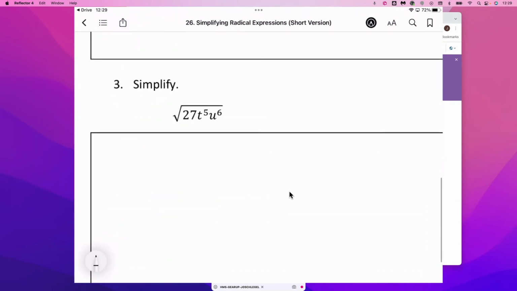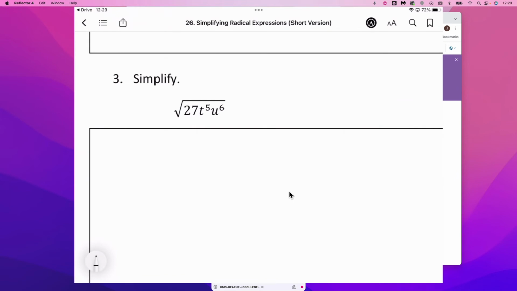So next, square root of 27t to the 5th u to the 6th. This looks nasty and intimidating, but we'll just take it step by step. So we're going to think about each piece separately. So 27 does not have a square root, obviously, but 9 does, and 9 times 3 makes 27. So we're going to separate 27 into 9 times 3. T to the 5th, I can't do that because 5 doesn't even divide evenly by 2, but t to the 4th does. That's going to leave one more t. And then we've got that u to the 6th kind of hanging out there on the end. And 6 divides by 2, so we're going to leave it alone.